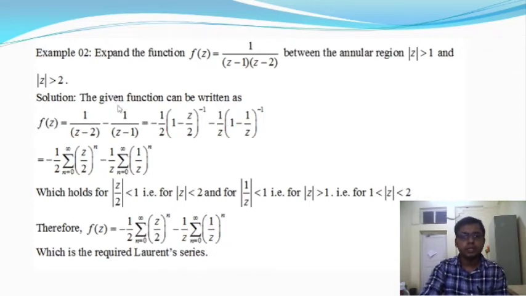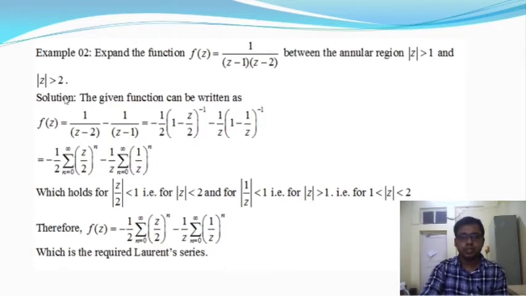Let's start. The given function, if we apply partial fractions, can be written as f of z is equal to 1 by z minus 2 minus 1 by z minus 1. We are going to find the Laurent series between the annular region, modulus of z equal to 1 and modulus of z equal to 2. That means 1 less than modulus of z less than 2. In that region we are going to find the Laurent series.